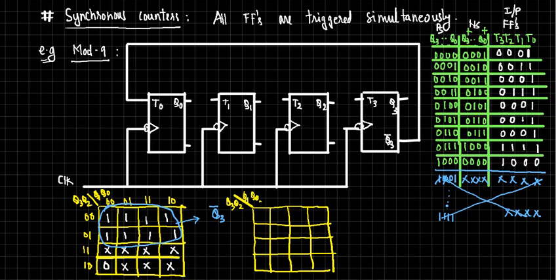00, 01, 11, 10. Tell me the entries. 01 01 01 0. Okay, so it goes like this. 01 01, like that. That is still 7. After 8 it is 0, here also 0. After that, don't care.